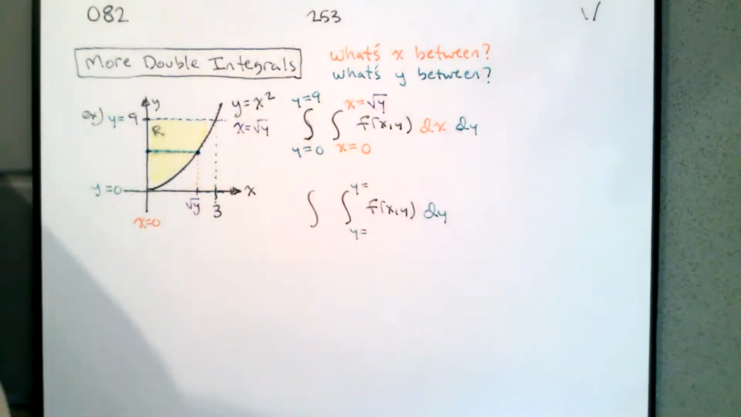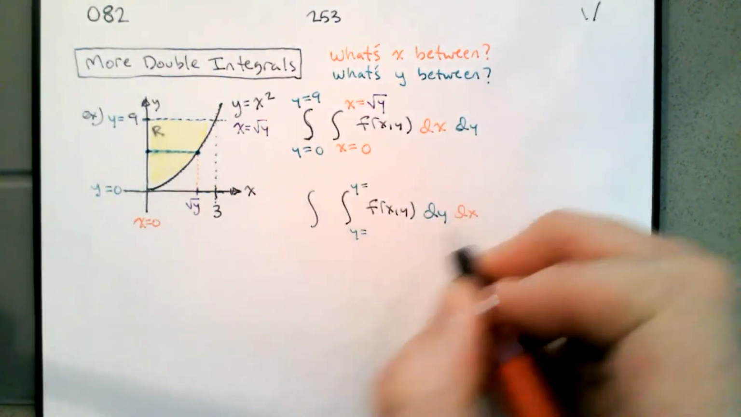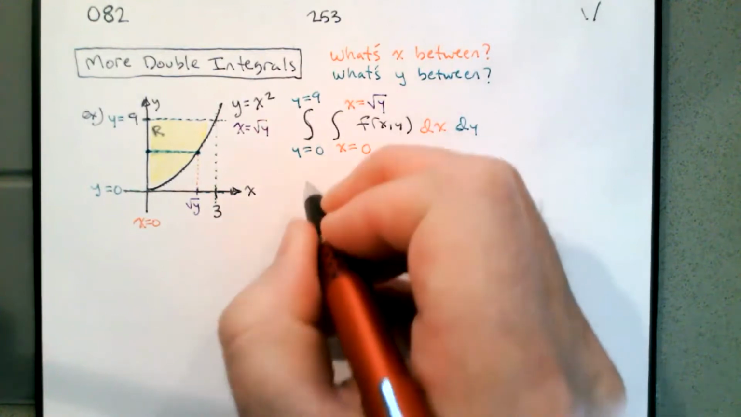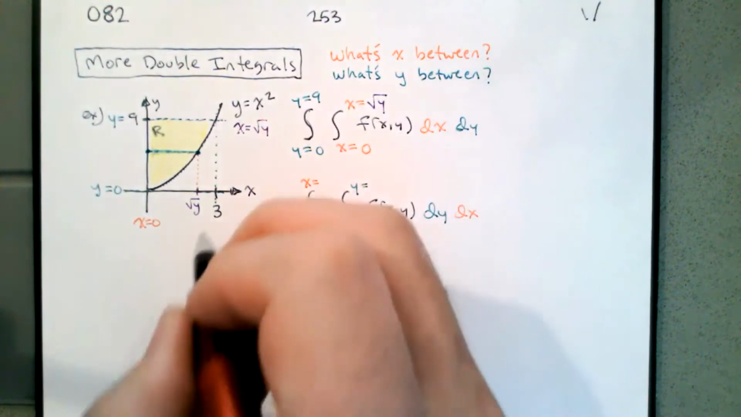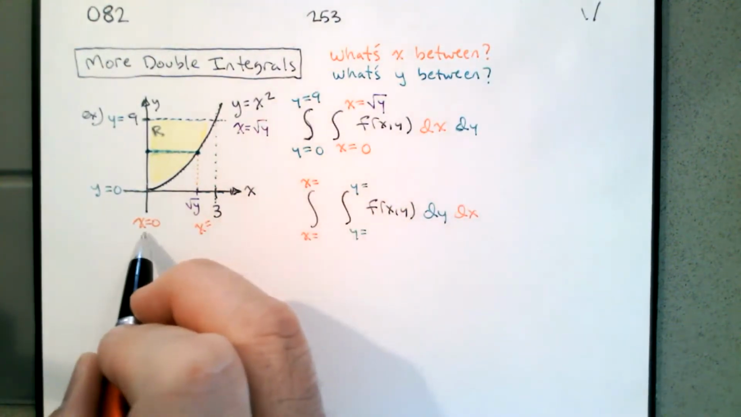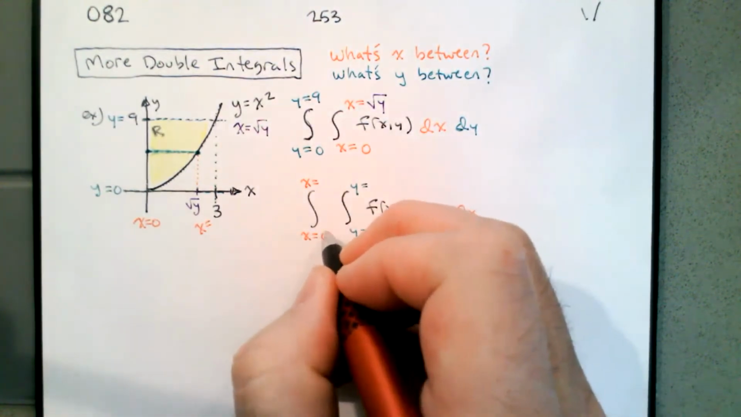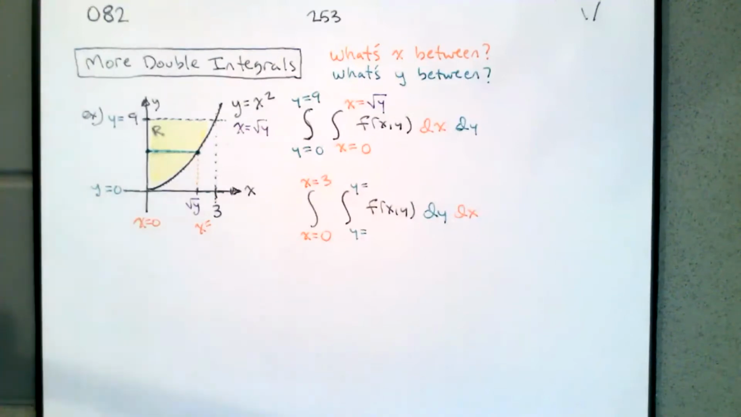So here my y is going to go first, and if I set up a dy dx integral, then the x goes last. The last integral has to be constants, and the lowest value of x is 0, and the highest value of x is 3. So always just have to go with the lowest and highest values of x. That's what x is between. The two constants, 0 and 3.